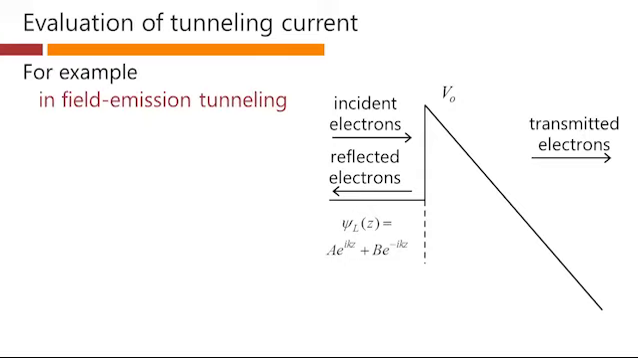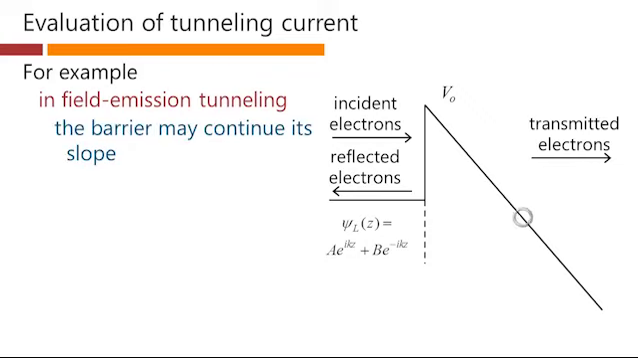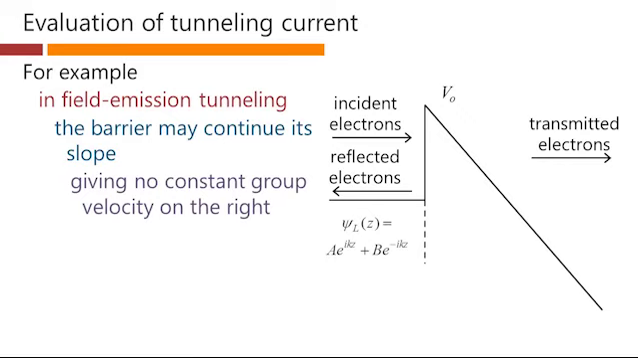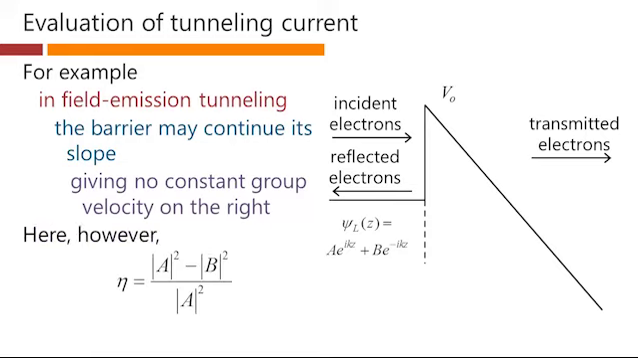For example, we could have the situation we get in field emission tunneling. Field emission is when we emit through a barrier that is tilted by the application of an electric field. This could happen at the surface of a metal, for example, with a field in the vacuum that is trying to pull electrons out. The potential diagram would look like this. In this case, the barrier might continue its slope for a long distance, giving no actual constant group velocity in the right anywhere. Here, however, this expression will always work.